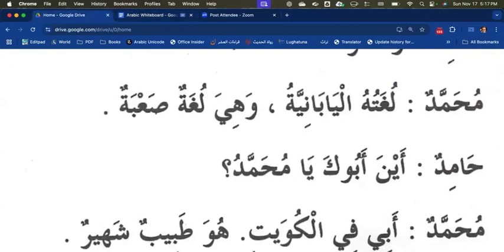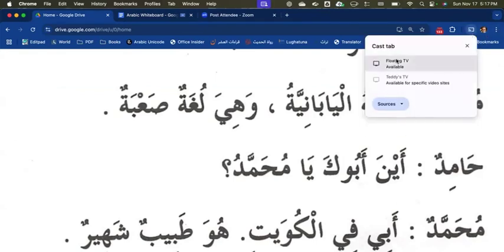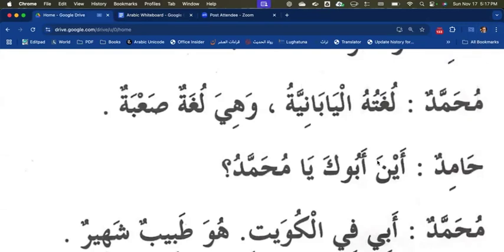How much time do we have? 10 minutes? When is Maghrib? 30. Oh, 30 after 30, right? Okay, then we have 15 minutes, alhamdulillah. I don't know whose turn it was.